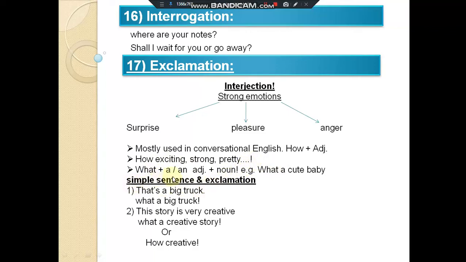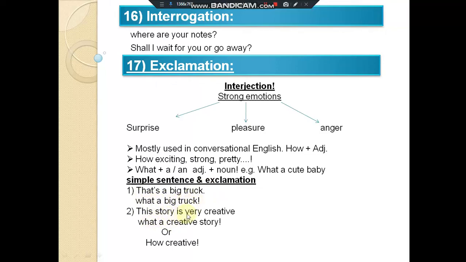Sometimes simple sentences, without the expressions how and what, can also express an exclamatory expression of surprise, pleasure or anger. For example, that's a big truck, but what would be important is that you need to put an exclamatory sign there, and it means that you can replace it with the real expression of exclamation, what a big truck.